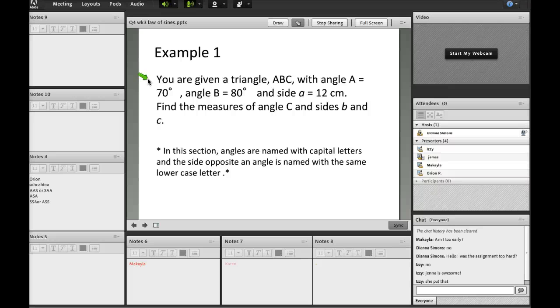Capital C, so we're finding the angle C. Well, they give us the angle for A and the side for A, so we're going to have to do side over angle, sine, lowercase a over sine of uppercase A, and then we're going to have to do equals.